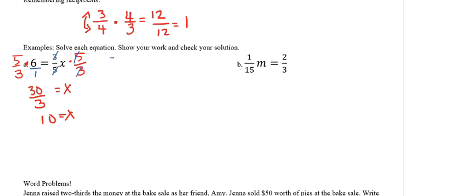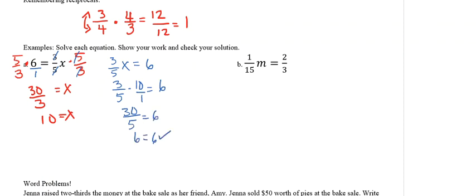And you can check to see if what you did was correct, because on the right side, your whole purpose is to make this true. So 3/5 times 10, and I'm going to put that 10 as x, over 1 equals 6. 30 over 5 equals 6, and 6 does equal 6, so it's true.